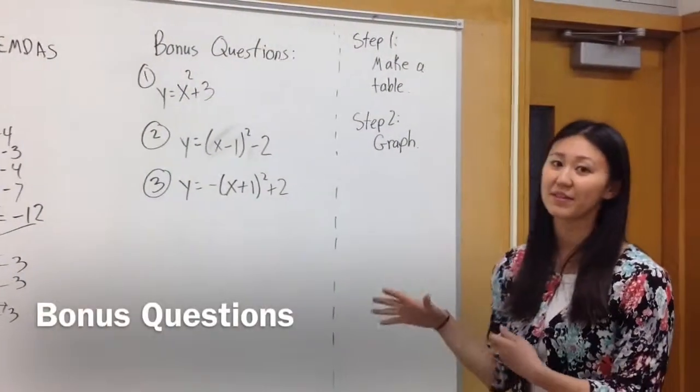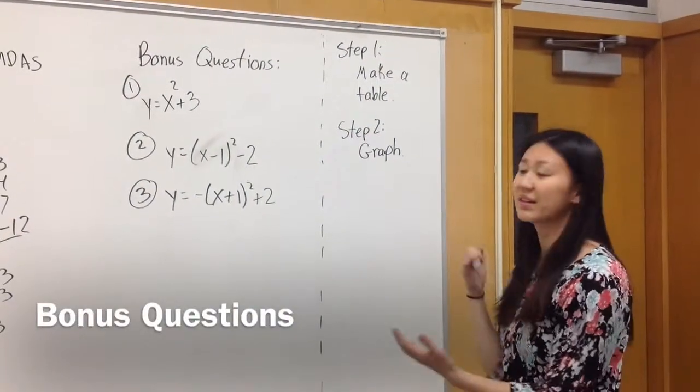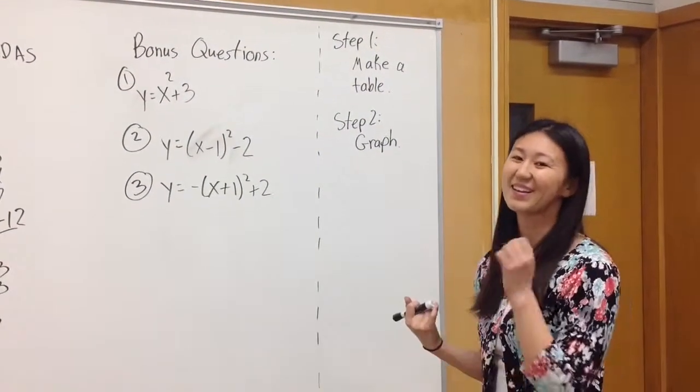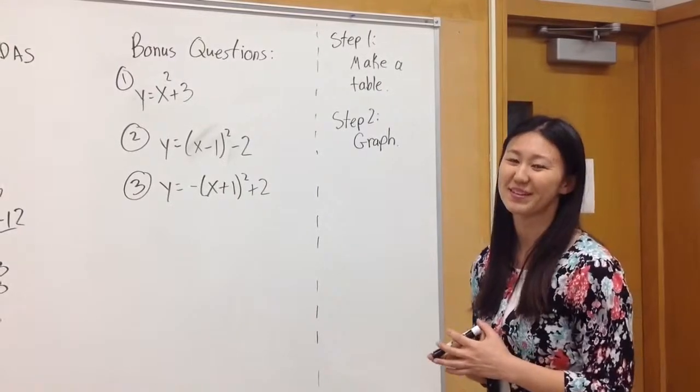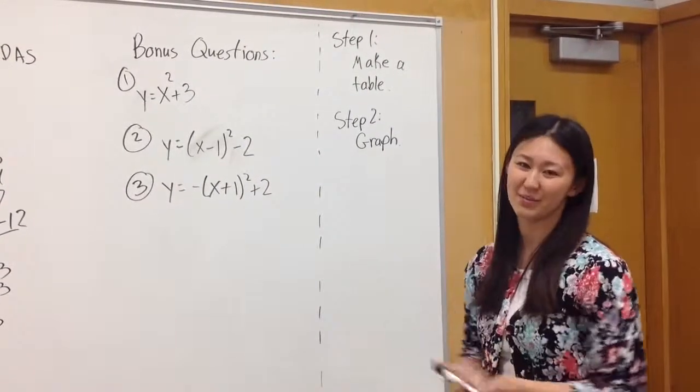And here are your 3 bonus questions. I want you to graph these with the tables and plot all the points. Make sure that it looks symmetrical on both sides. And remember your order of operations. Parentheses, then exponents, then multiplication, and then adding and subtracting.